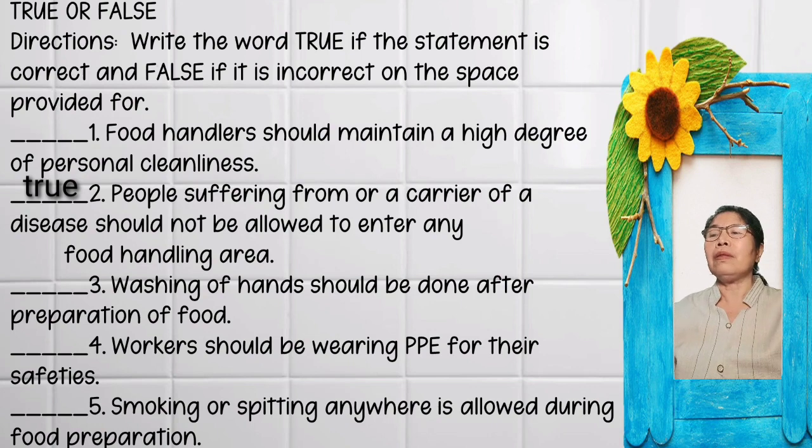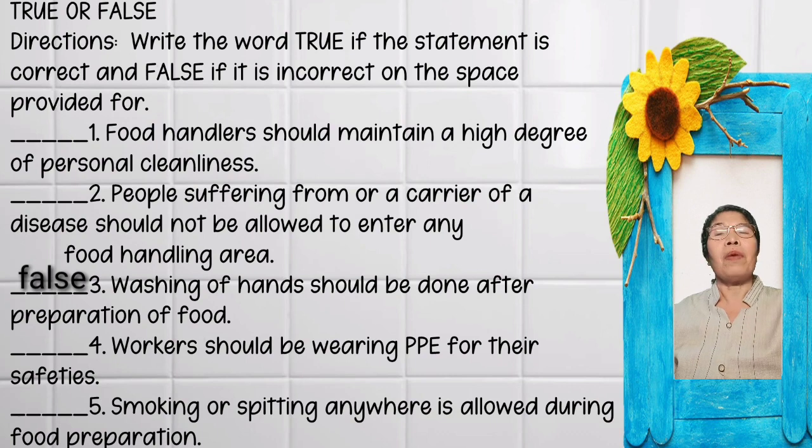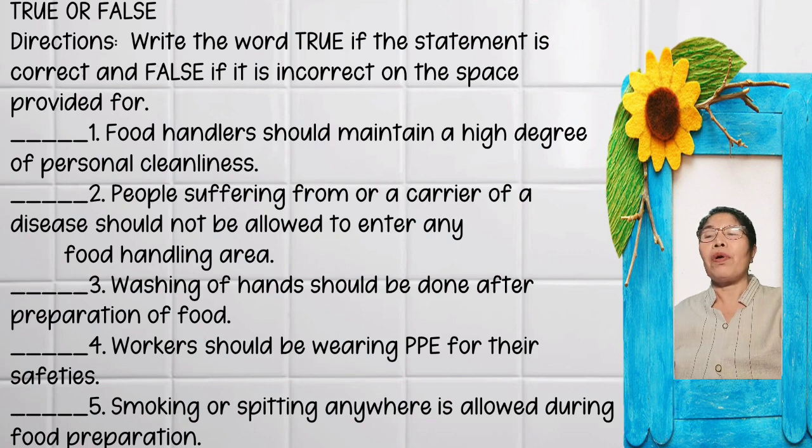Let's move on to number 3. Washing of hands should be done after preparation of food. Is it true or false? Correct. The answer is false. It should be done before preparation of food. Next, number 4. Workers should be wearing PPE for their safety. Is it true or false? Nice answer. The correct answer is true.